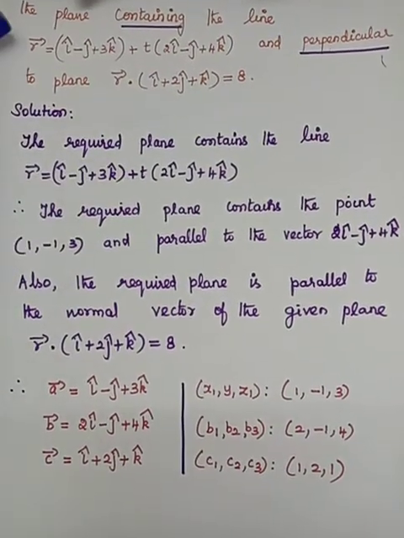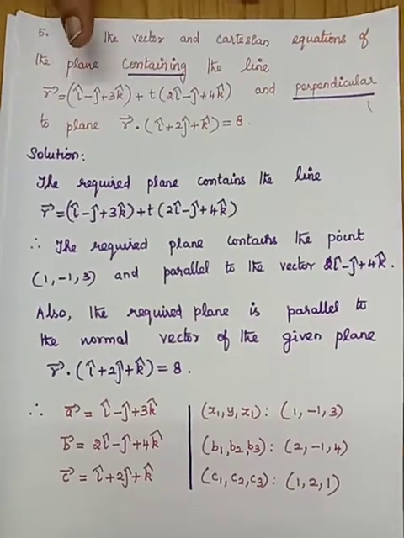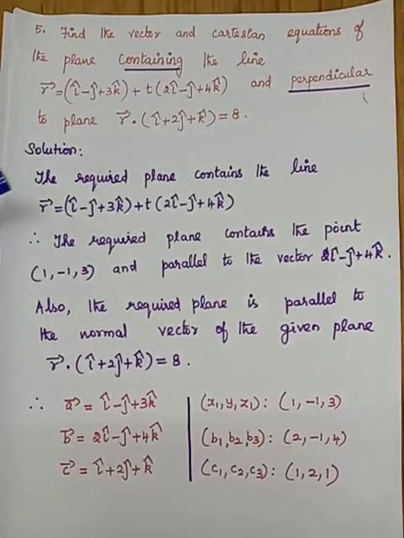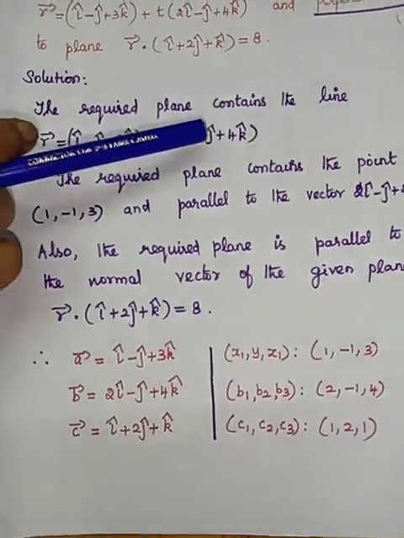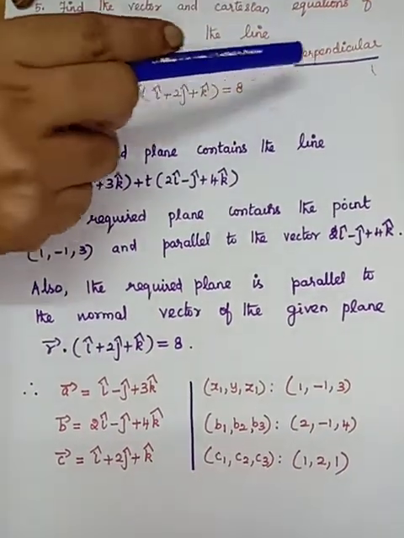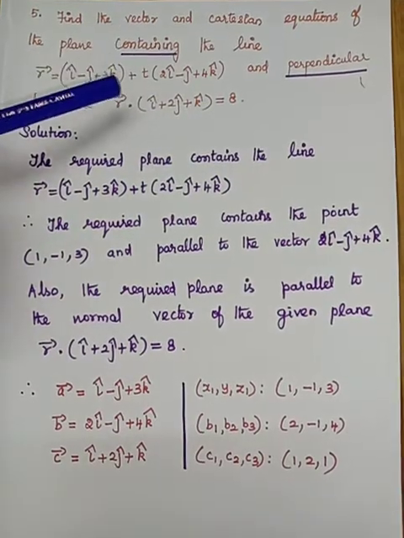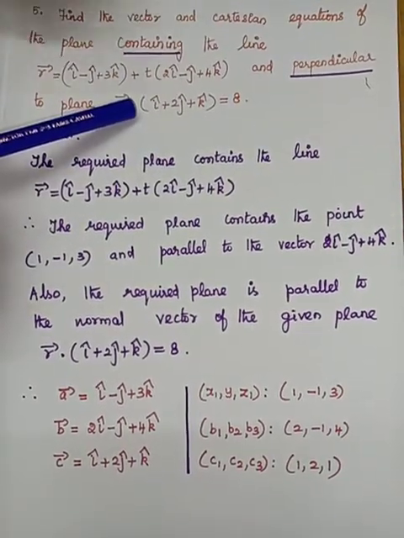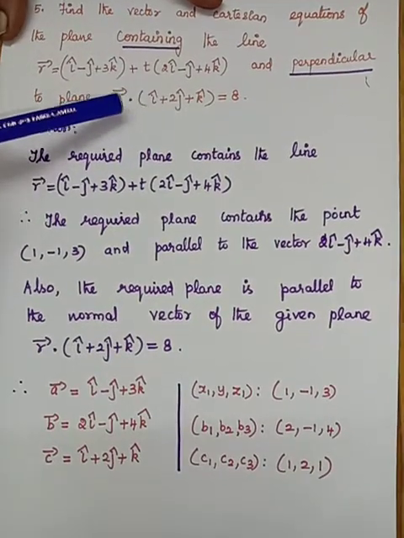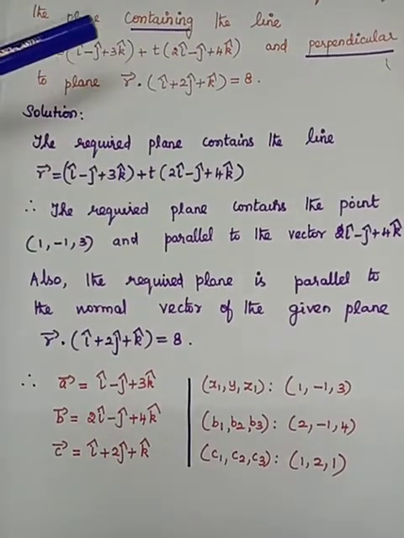So here your required plane contains the whole line. That means the straight line lies on the plane. So we can take the passing point of the line as well as the parallel vector. Now you have for the required plane one passing point and one parallel vector. Also, it is given in the problem that your required plane is perpendicular to the given plane. If the two planes are perpendicular, the normal to one plane is parallel to the required plane. So from the given plane you have to take the normal. Which is the normal? After the dot you will have the vector, that is the normal vector to this plane. So that is parallel to the required plane.